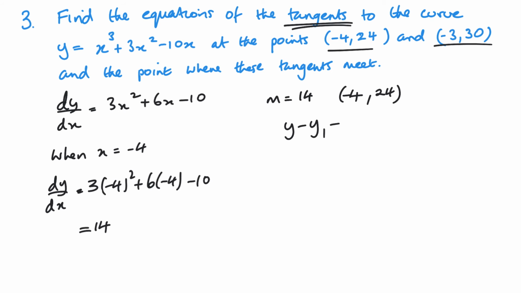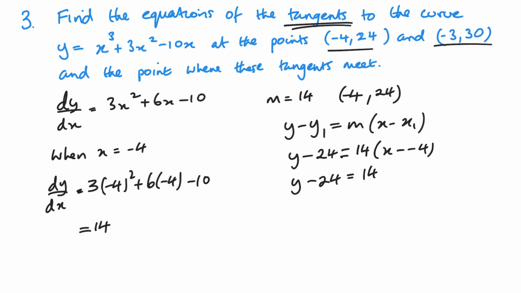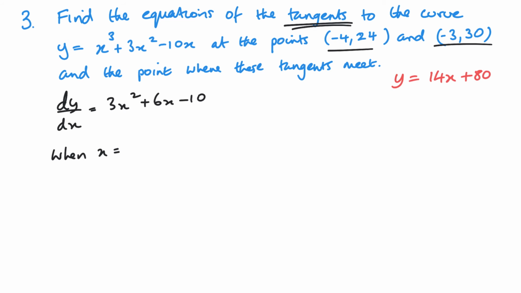So y minus y1 equals m(x minus x1). y minus 24 equals 14(x minus minus 4). So y minus 24 equals 14x plus 56. So y equals 14x plus 80. And that is the equation of my first tangent. Okay, so we left that first tangent in red.